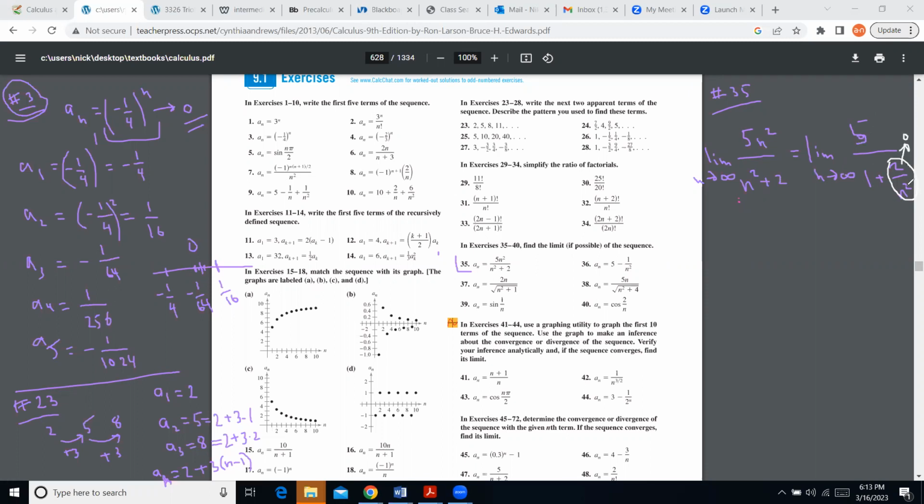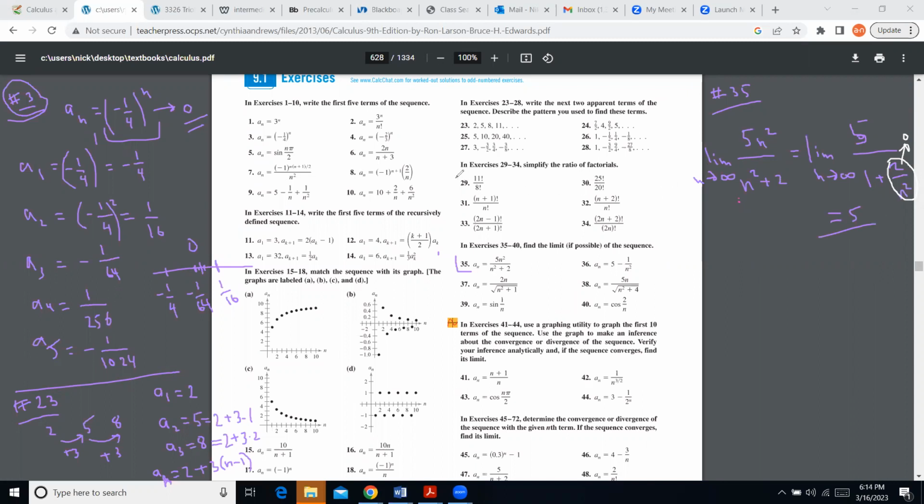And that's why we're always trying to divide by the largest power or by the smallest power. In this case, it actually doesn't matter which power, largest or smallest, because they're the same. And we get the limit. So the nth term approaches 5.